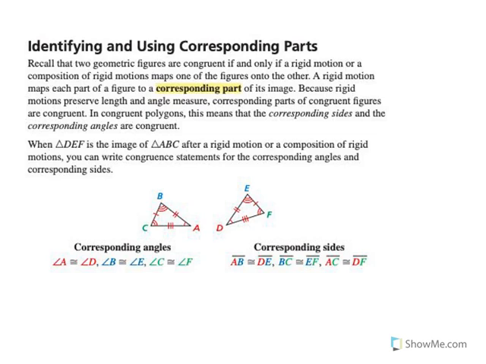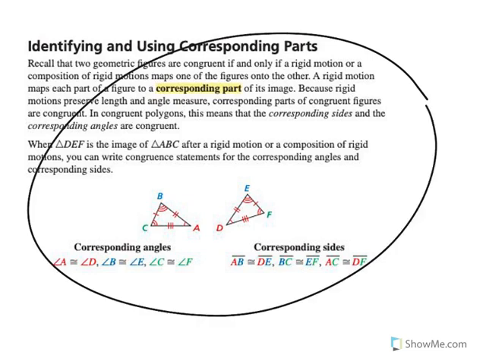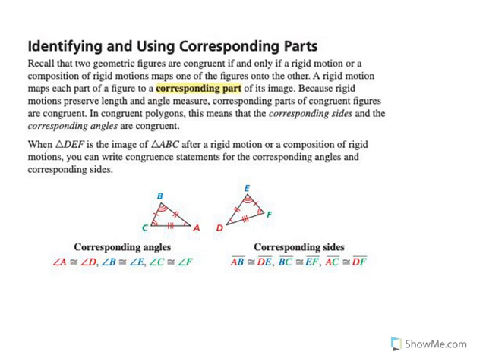So our corresponding parts are congruent if our triangles are congruent, or vice versa. If our triangles are congruent, then our corresponding parts are congruent. Okay, so we're gonna do an example, and I'm gonna show you how to figure all this out and what's important with it all. Okay, but you need to write down this screen. Hit pause. Hit play.